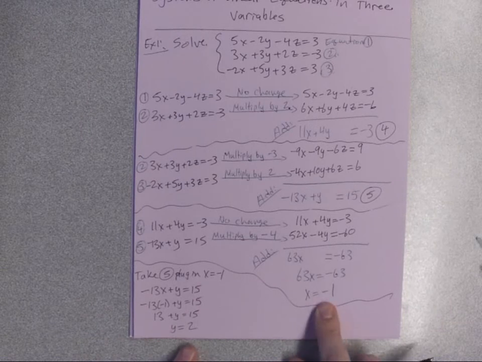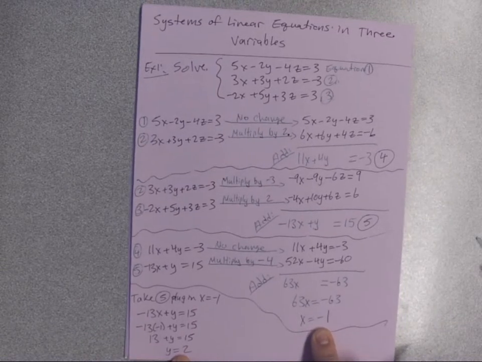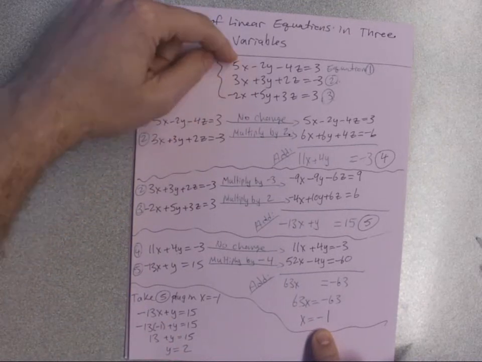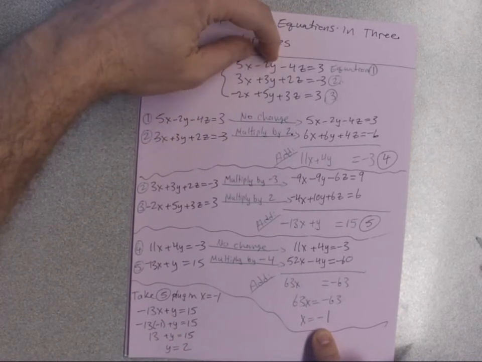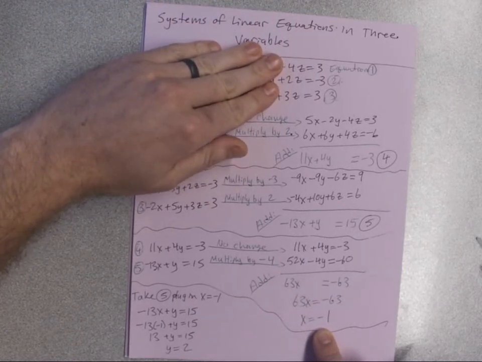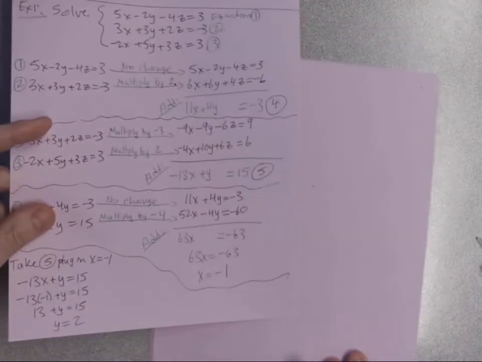So now I know x is negative 1 and y is positive 2. So now I need to come back to any one of my original equations, and I plug in my x value and I plug in my y value. And notice when I plug those in, I'll be left with z only, and out will pop my z value. We're going to have to go to a new page for that.